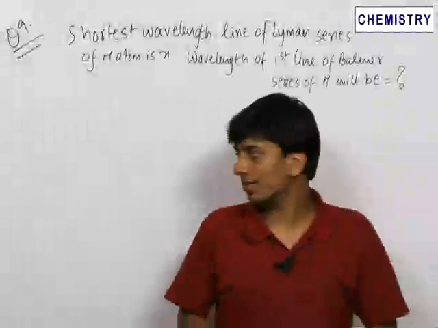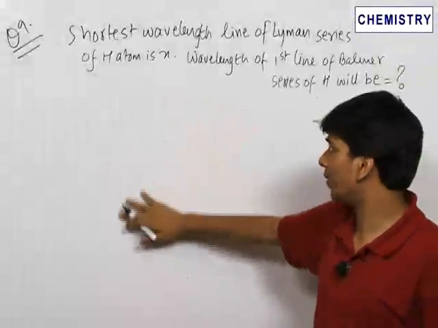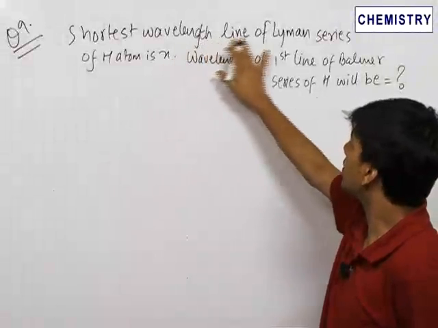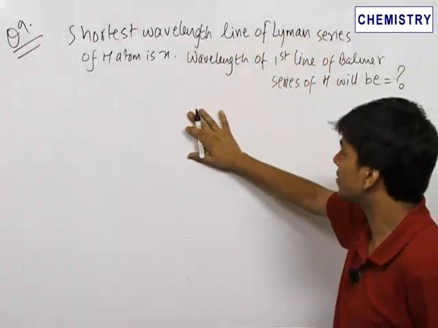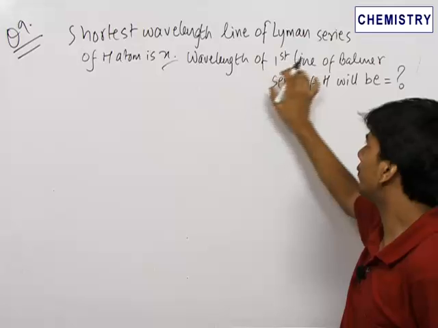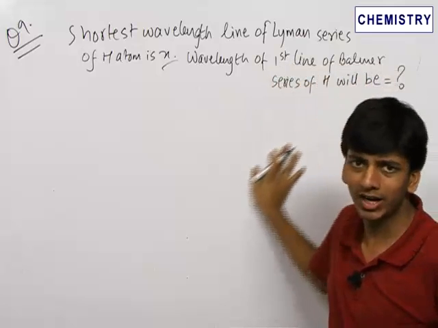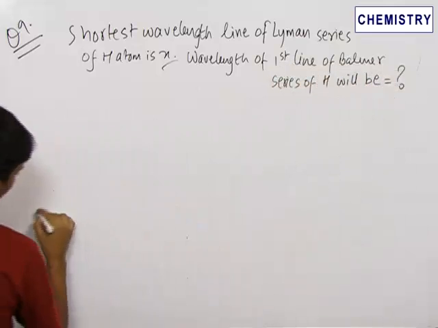This again becomes a very simple question if you draw the energy level diagrams. We have been given that the shortest wavelength line of the Lyman series of the hydrogen atom is X. We need to find out the wavelength of the first line of the Balmer series of the hydrogen atom. So for this, let us draw the energy level diagram first.